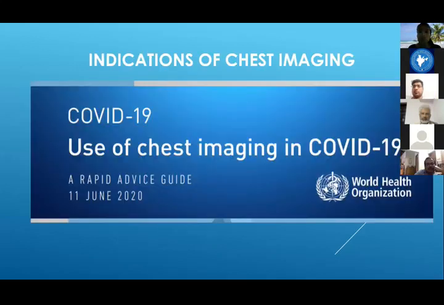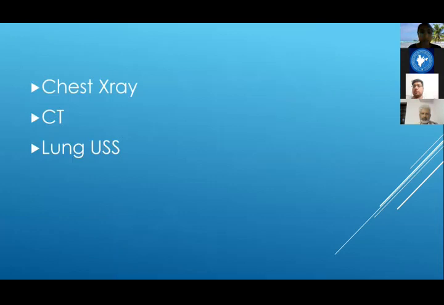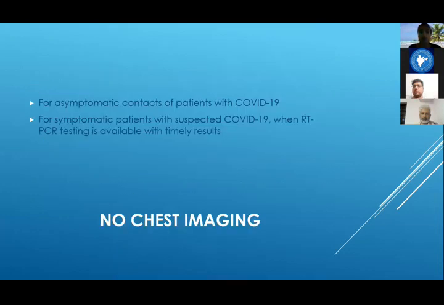So I'll be going with the WHO recommendations on chest imaging. They have come up with a rapid advice guide, which was published on 11th June 2020. According to the WHO recommendations, for asymptomatic contacts of patients with COVID-19 and for symptomatic patients with suspected COVID-19, when RT-PCR testing is available, there is no indication for chest imaging. So that is the main thing. Previously we used to diagnose COVID-19 pneumonia by chest imaging, mainly CT, but now there is no role for that. So we are not taking chest imaging for patients we are suspecting. Diagnosis is only by RT-PCR now.